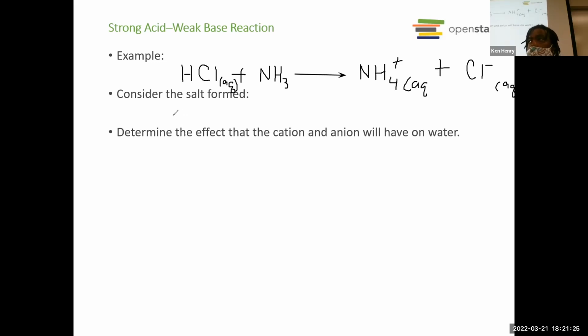So in this case the salt that is going to be formed is our chloride, and it's not going to be truly a salt. And so overall, are we going to have more cations or anions, or comparable? What is going to be the effect that the cation and the anion have in water? So you said it basically is going to be more acidic.